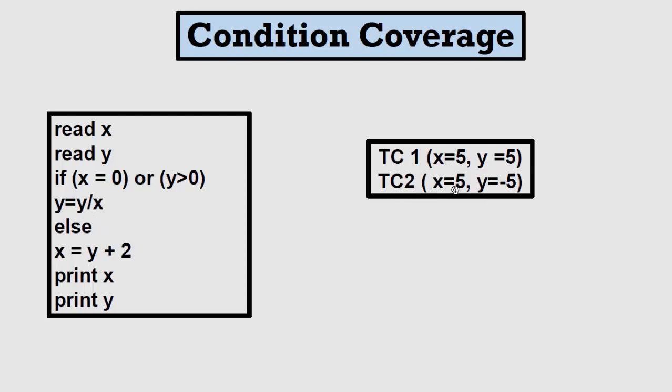And the second test case, x equals 5 and y equals minus 5. Is x equals 0? No. Is y greater than 0? No. So we will go to the else statement. This is 100% decision coverage. Let's try this on Python.